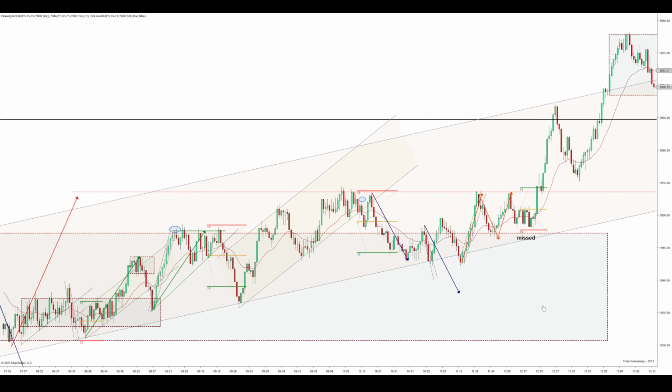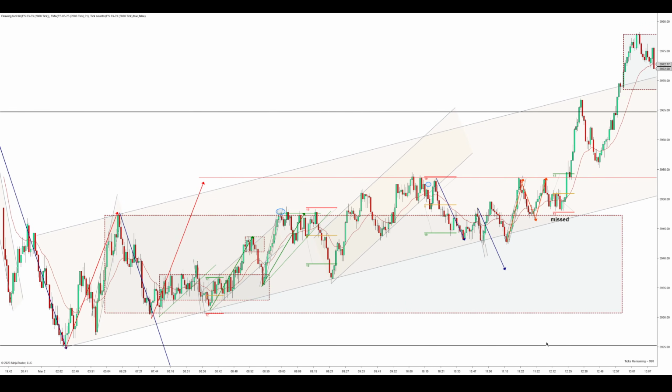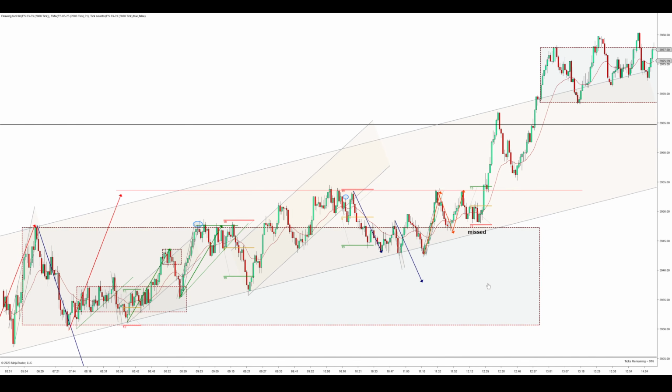But during the actual session today, the main part, there was some good trades. And I was really happy to see a couple of the members were posting that they got both of these with me. So that was nice to see.